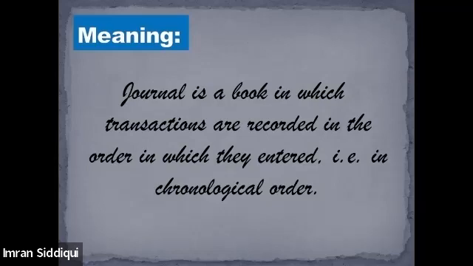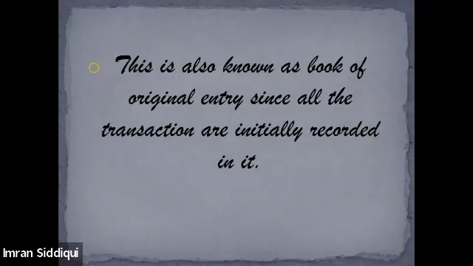The journal is a book wherein transactions are recorded in chronological order. This is also known as the book of original entry, because all the transactions are initially recorded in the journal.